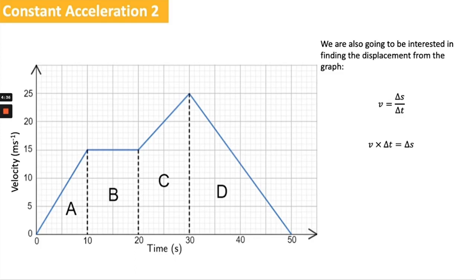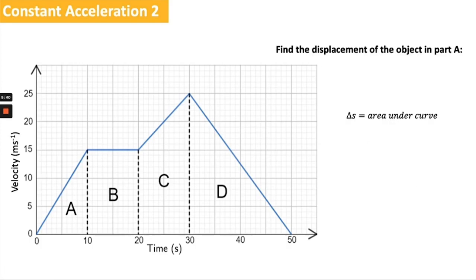I've basically found the area. This follows through for all other sections of the diagram as well. If I can find the area underneath the velocity time graph, I can find the displacement for that section of the graph. If I find the area under the entire graph, I found the total displacement for that journey.